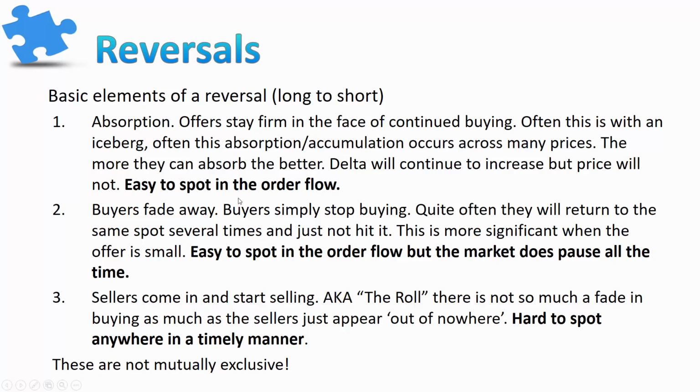The second sign of a reversal is buyers fading away. This is where you get to a price and nobody wants to buy anymore. Sometimes that's a gradual change. So you might say 1,000 contracts trade, we tick up, 600 trade, you tick up, 300 trade, you tick up again, and then 45 trade, and we're done.